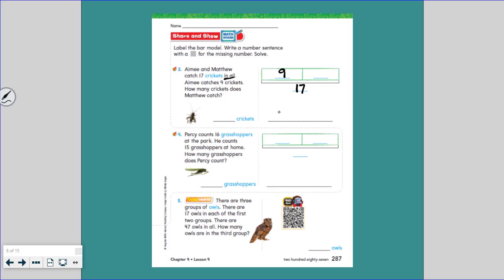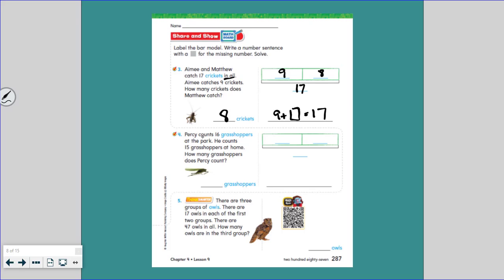Okay, so let's write our number sentence first. So 9, Amy's 9, plus Matthew's blank, because we don't know how many he caught, and then there's 17 in all. There's our number sentence. Okay, so now we got to solve for the blank. So I could count up, right? 9, 10, 11, 12, 13, 14, 15, 16, 17. And so I counted up 8 hops. So 9 plus 8 equals 17. So that means Matthew, how many crickets does Matthew catch? Matthew catches 8 crickets. All right, I'm going to read you this one, and then I want you to solve it, and then unpause your video, and I'll tell you the answer.